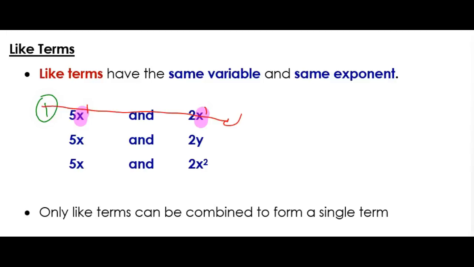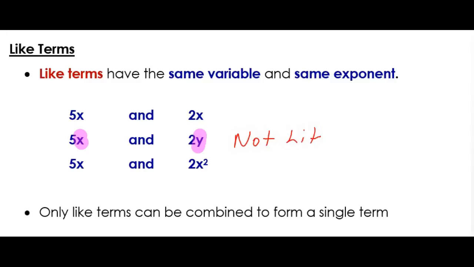In the next example, let's look at that. I have 5x and I have 2y. Those are not like terms. The reason they're not like terms is because I can't add x's and y's together. They're simply not the same. So they would not be considered like terms.